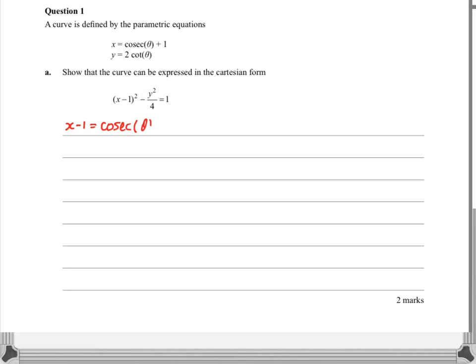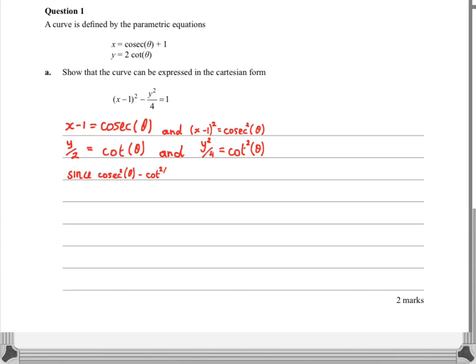First off, from the first parametric equation, we can rearrange it for cosec and then square both sides, and we get a cosec squared part. That is good because I can use a cosec squared in a trig identity. And the same for the other side: y on 2 is equal to cot theta. Square both sides, and there's my cot squared. Now the trig identity is cosec squared minus cot squared is equal to 1. And so by substitution, I obtain the Cartesian equation.